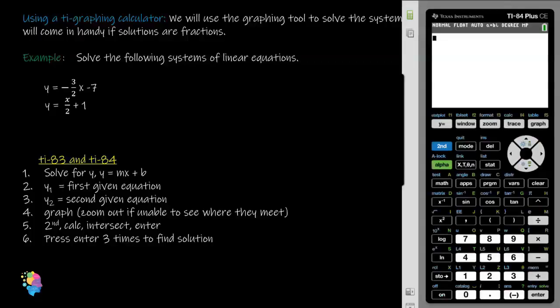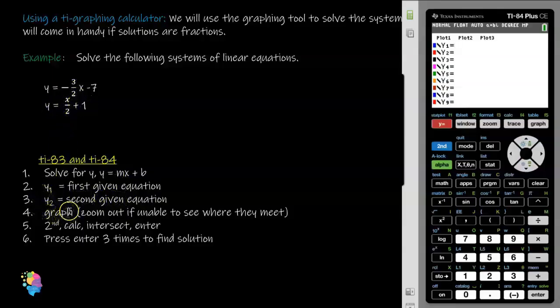The steps to solving a system of linear equations with a calculator are: first, we have to make sure that we solve for y. Our equation has to be in y equals mx plus b. The reason for that is because when we go to the graphing tool, we do that by going to Y equals. All the equations are written here as y equals. In Y1, we're going to enter the first equation. In Y2, we will enter the second equation.